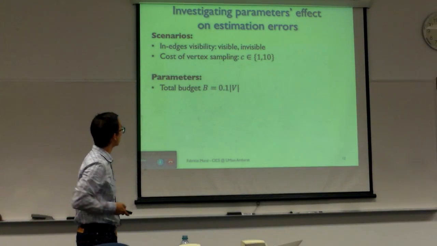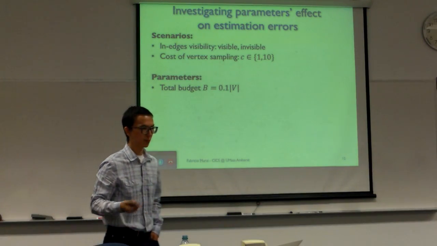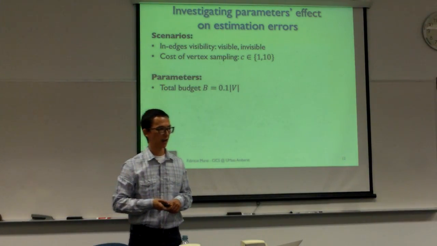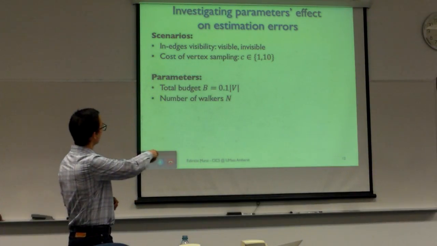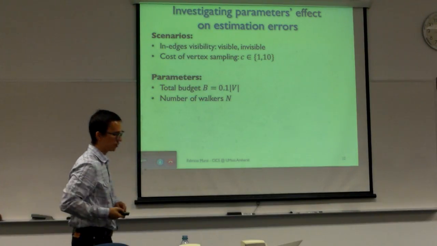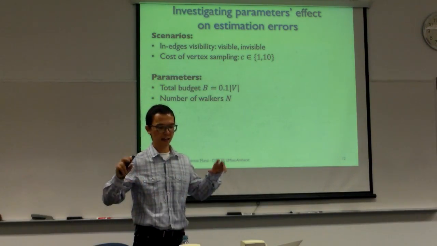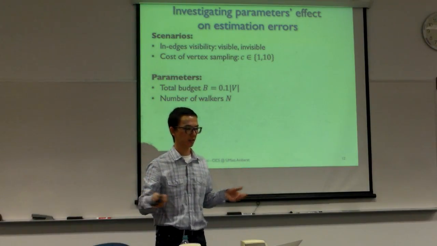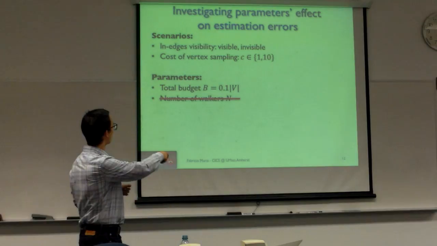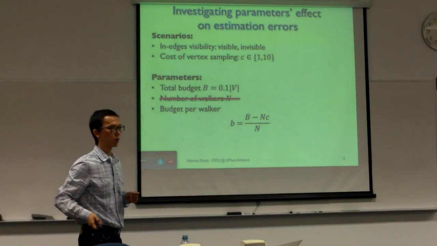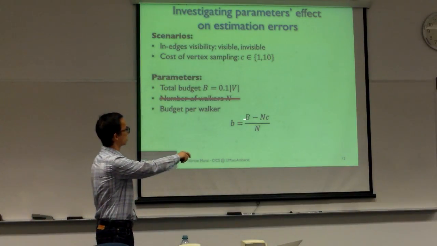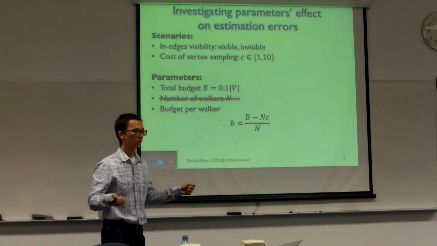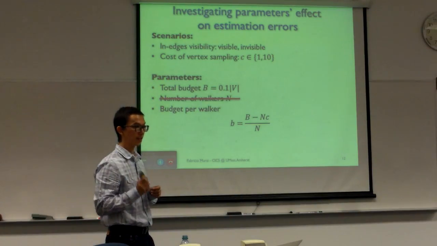The parameters of this method are the total budget, which we fix to be 10% of the set of vertices, essentially because we have a good understanding of how the accuracy of the estimates vary as we change the budget. So we actually look at other parameters. We thought about using the number of walkers as a parameter, but it makes sense to use more walkers when the network is larger or when the budget is larger. So instead, we relate the number of walkers to the total budget using the budget per walker, B, as a parameter. That's the total budget minus the cost for initializing the walkers, divided by the number of walkers. You can think of that as the average number of steps a walker performs once you initialize it.